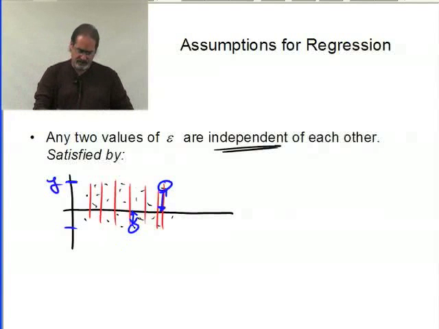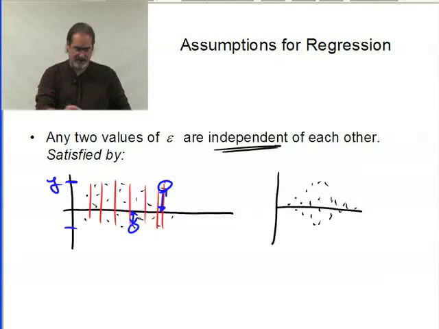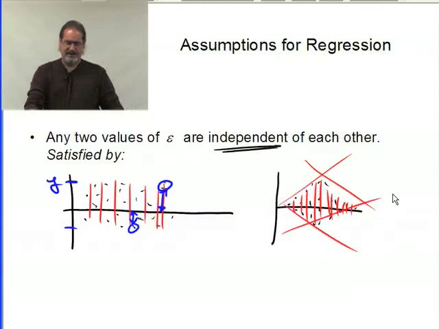Now, on the other hand, if we had something that kind of fanned out like this, and then maybe came back together, it may or may not come back together. Coming back together is not a requirement. See what's happening here is as I'm moving along, the variability is changing. I have this fanning out and then this fanning in sort of a thing. Okay, that's bad. This is a violation of the constant variance assumption.